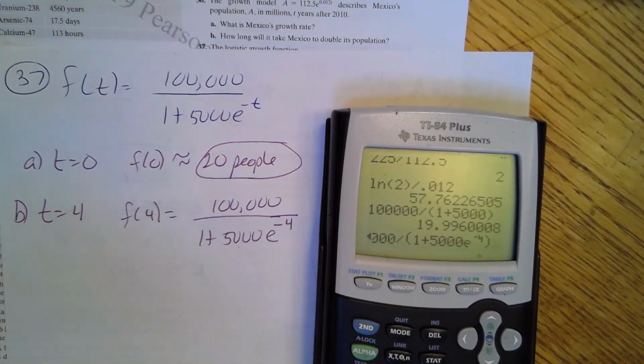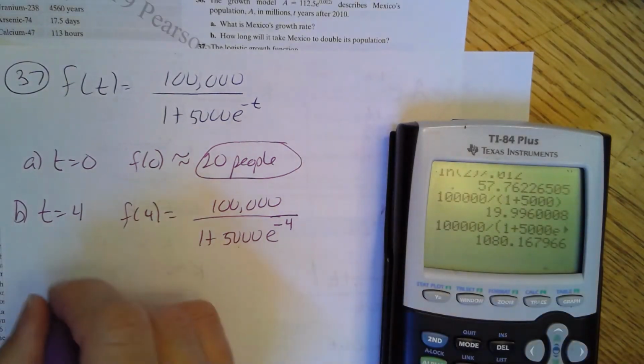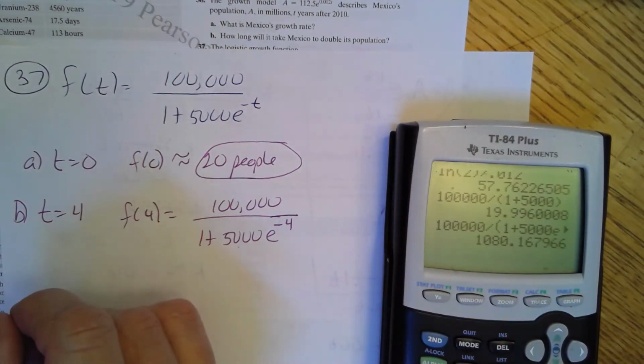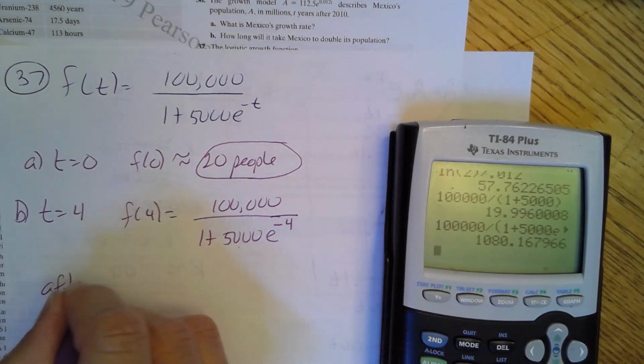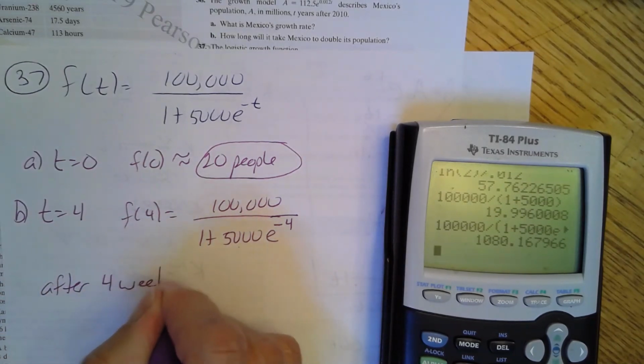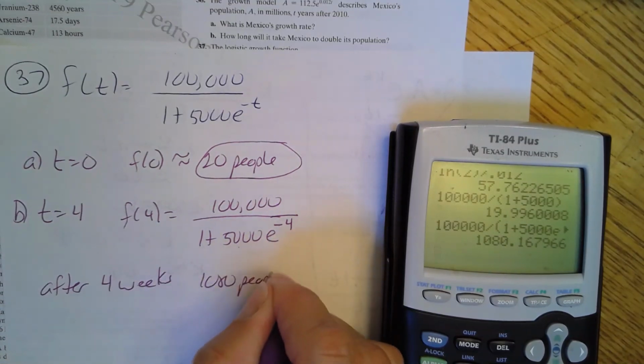When at first there were only 20, now there are 1,080. So you can see how it definitely grew. This is the same thing that's happening right now. Hopefully it'll be going down with COVID-19. So after 4 weeks, there were 1,080 people who were sick with the flu.